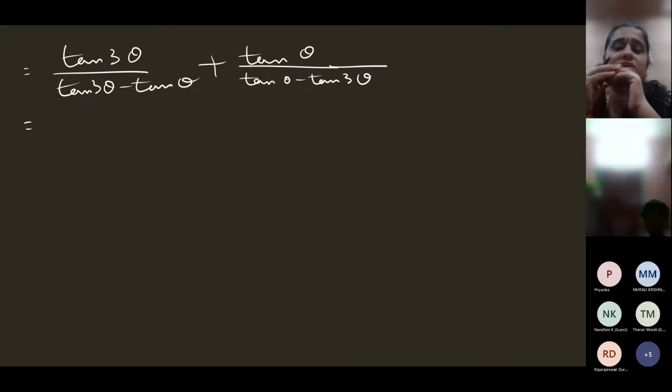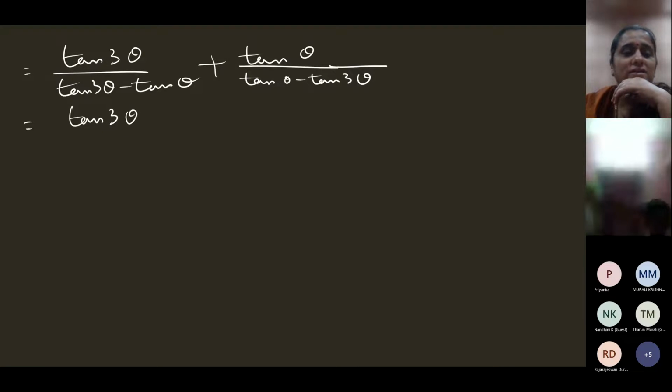Again, this idea we've seen earlier. Take minus out, ma'am. Very good. Tell me, Harini, I'll write as you say. First, tan 3 theta minus tan theta, tan 3 theta divided by.